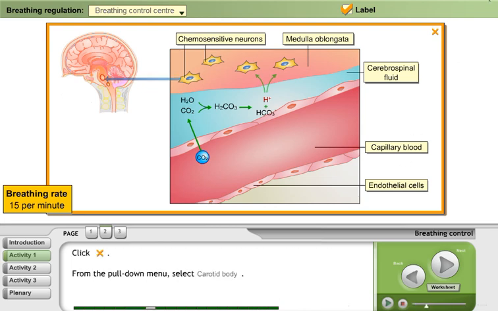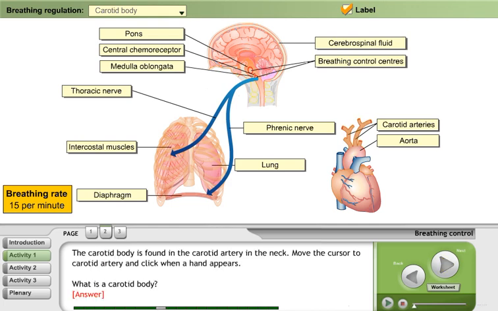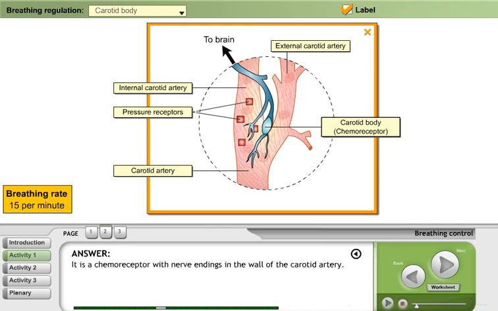Click Close. From the pull-down menu, select Carotid Body. The carotid body is found in the carotid artery in the neck. Move the cursor to the carotid artery and click when a hand appears. What is a carotid body? Answer: it is a chemoreceptor with nerve endings in the wall of the carotid artery.